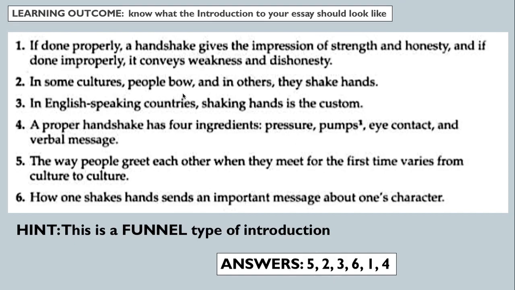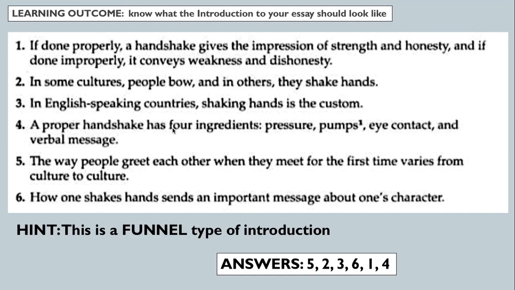In some cultures, people bow, and in others, they shake hands. In English-speaking countries, shaking hands is the custom. How one shakes hands sends an important message about one's character. If done properly, a handshake gives the impression of strength and honesty, and if done improperly, it conveys weakness and dishonesty. A very proper handshake has 4 ingredients: pressure, pumps, eye contact, and verbal message.